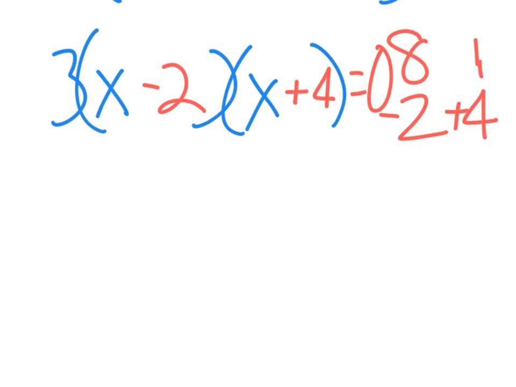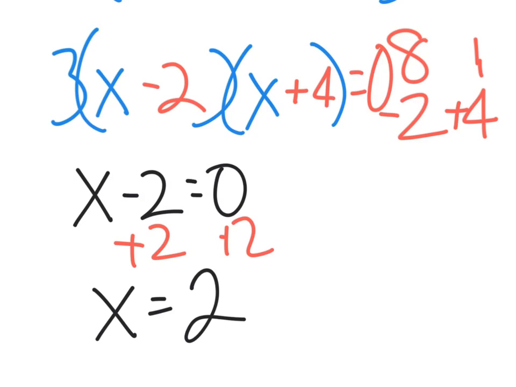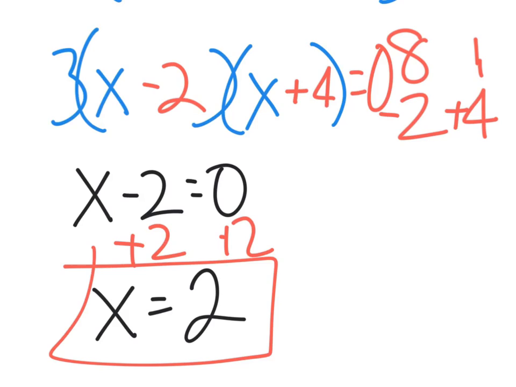We have not found our roots yet. What we need to do is make x minus 2 equal to 0 and x plus 4 equal to 0. And when we do that, x minus 2 equals 0. We're going to add 2 to both sides so that x equals positive 2. We've just found our first root. Amazing. Let's do the right term.